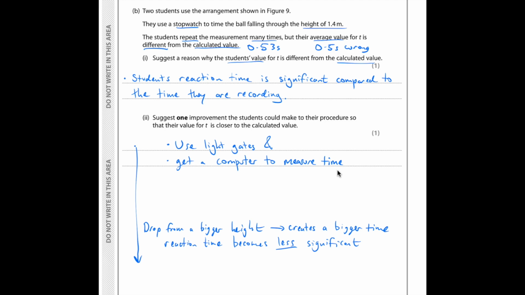If you've never seen a light gate, it's basically like that, and there's a little beam of light goes across there. The ball would drop and cut the light gate. You need another light gate down the bottom here. So the difference between breaking that light and breaking that light, that would be your time.